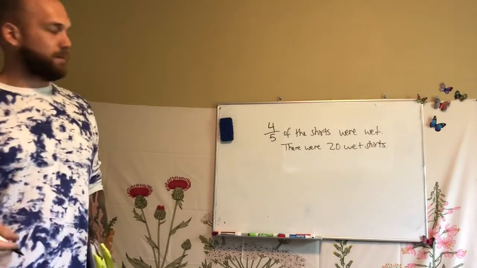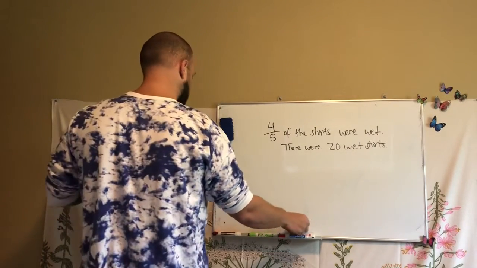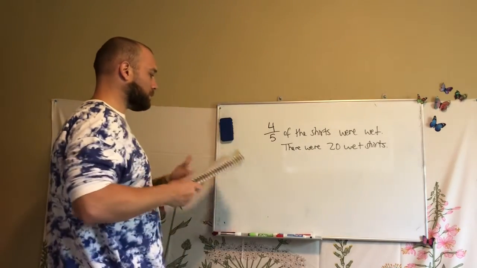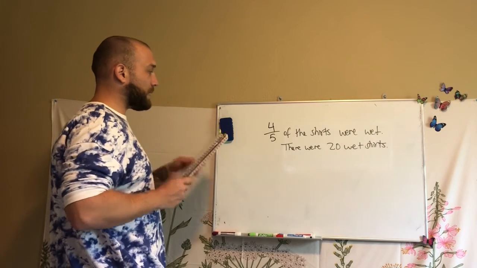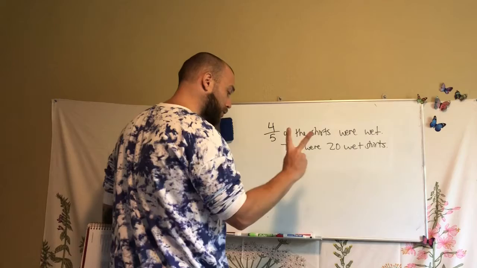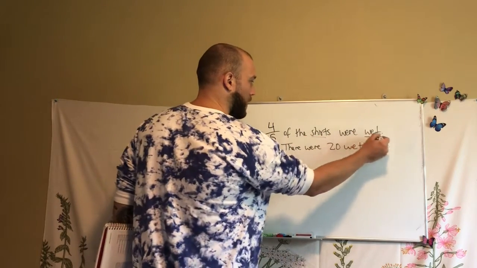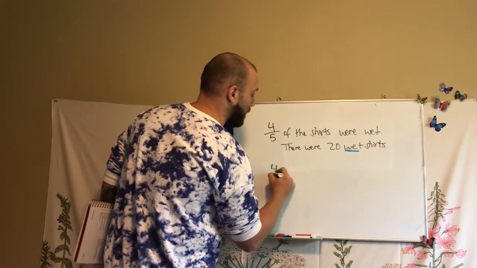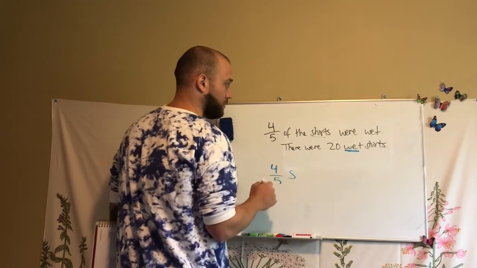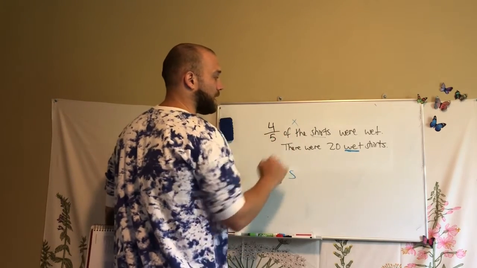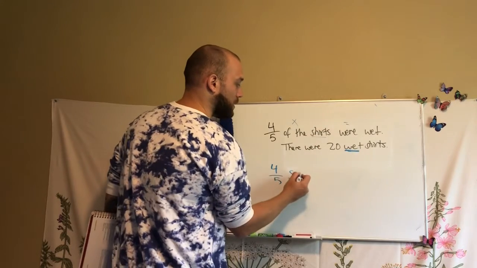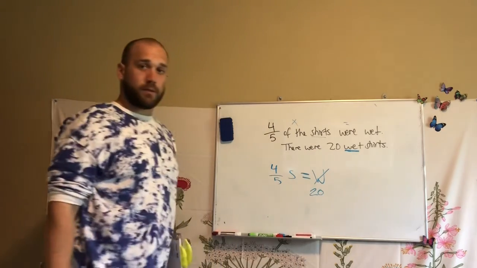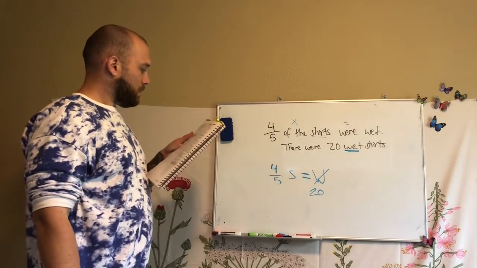Four-fifths of the shirts were wet. There were 20 wet shirts. So, all we need to do is write out the equation that has how many names? 2, because that's what it gives us. Shirts and wet. This says wet as well, so we know that's all we have. So we can say 4/5 of the shirts. Remember what I said, 4/5 of the means times and were means equals wet. And what do we know? There were 20 of the wet shirts. All right.